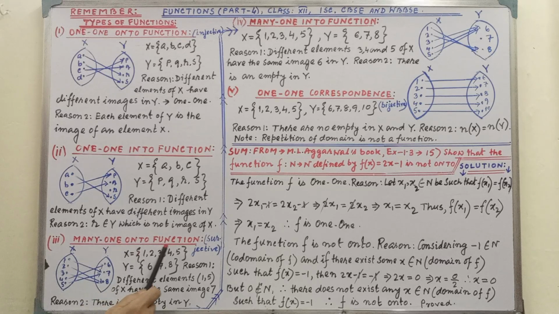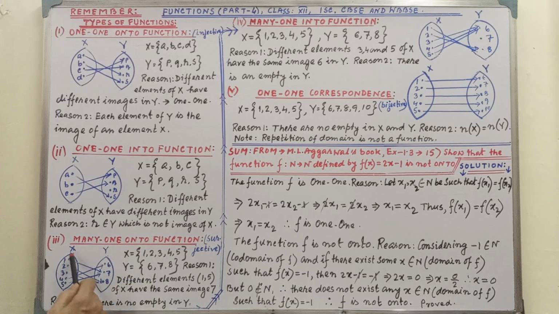Now many-one onto function. That is also known as surjective. Set of X and set of Y. Reason 1, different elements, that is 1 and 5 of X, have the same image, 7. Many-one, that means 5 and 1 have image 7, and 2 and 3 also map to one point. This is why this function is known as many-one.